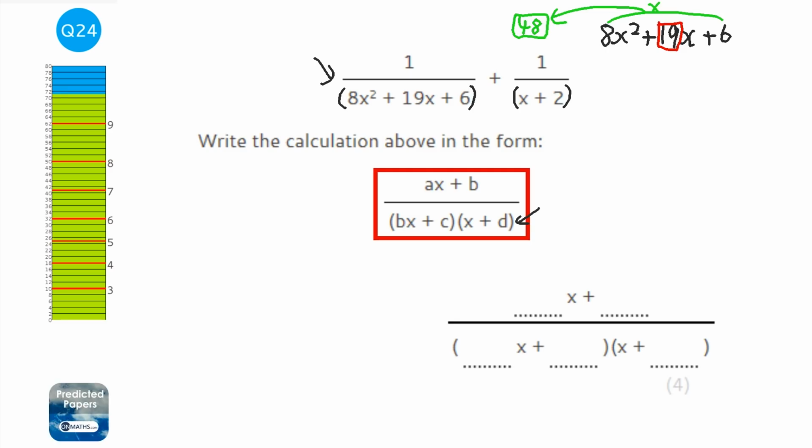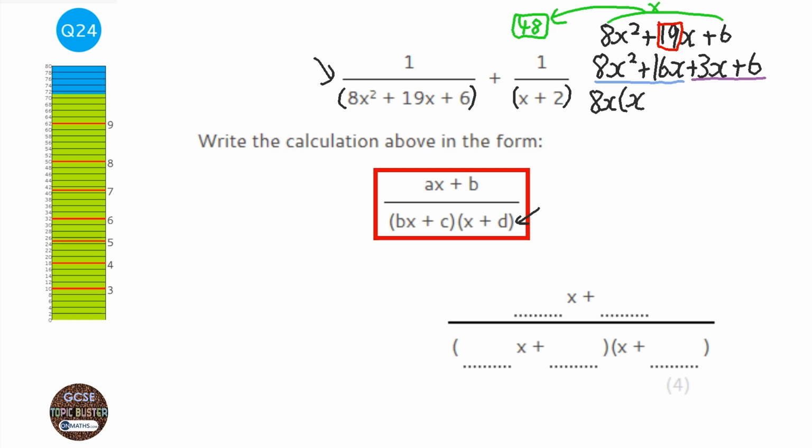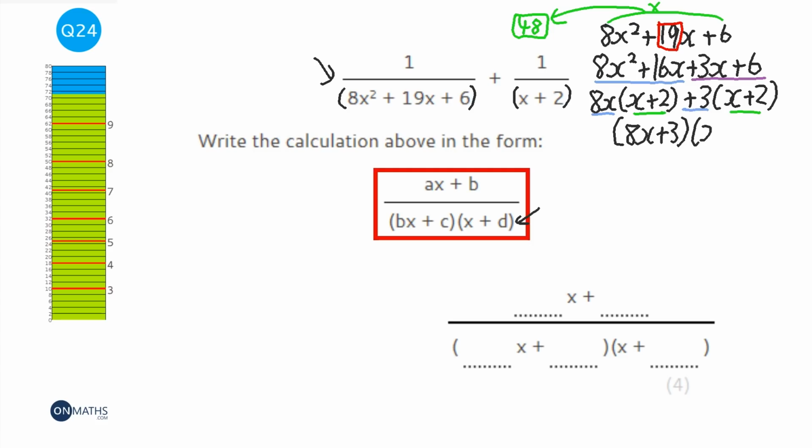3 and 16. So then I rewrite the 19x as 16 and 3. 3 and 16 doesn't matter. You get the same answer eventually either way. Then I just factorize these two linearly, and I just factorize those two linearly. So 8x squared plus 16x, so I can divide out an 8x. And 3x plus 6, I can divide out a 3. And you notice that the bracket here is the same. Then you pair up the bracket that's the same with the bits on the outside. So you get 8x plus 3 and x plus 2.